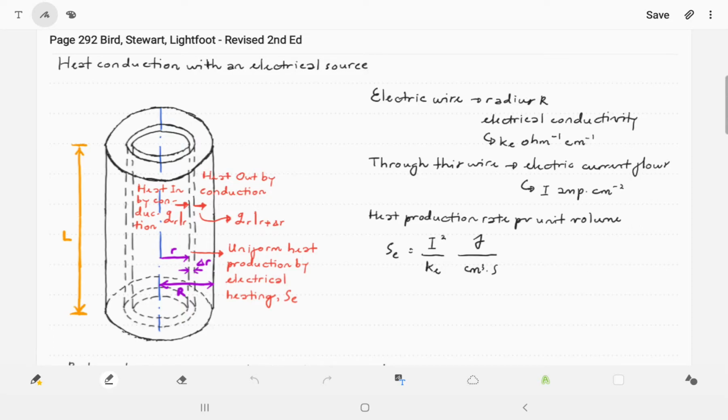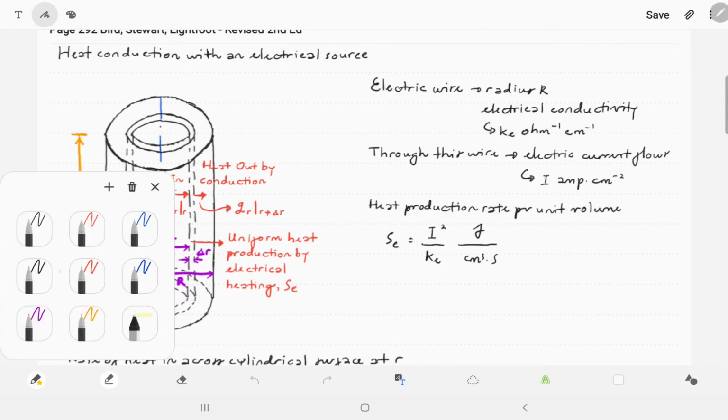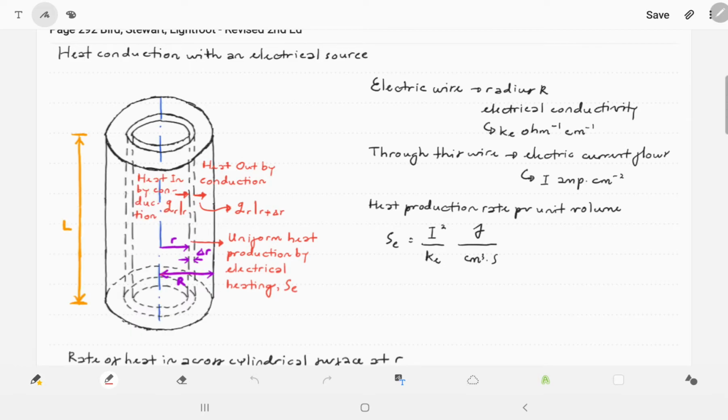For the first example of heat transport, we will go through the derivation of the problem titled heat conduction with an electrical source. In this particular example, we assume an electric wire with a circular cross section of radius r. So in this picture, we have this cylindrical system that has been drawn already with the radius of r.